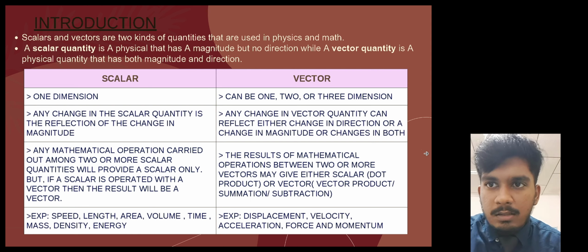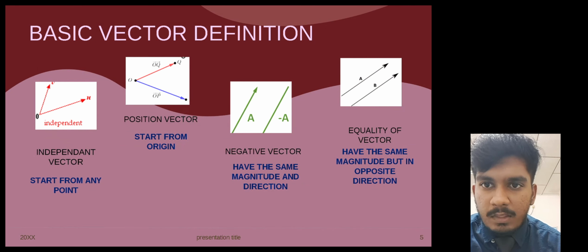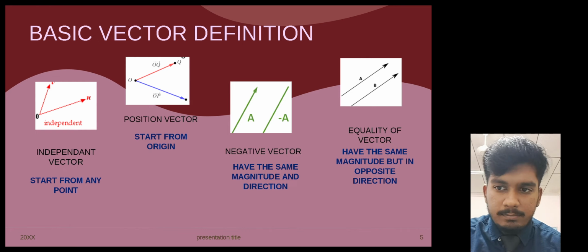So to the next slide, basic vector definition. Independent vector starts from any point, or position vector that starts from an origin point, negative vector which has the same magnitude but opposite direction, and equality of vector have the same magnitude and direction.